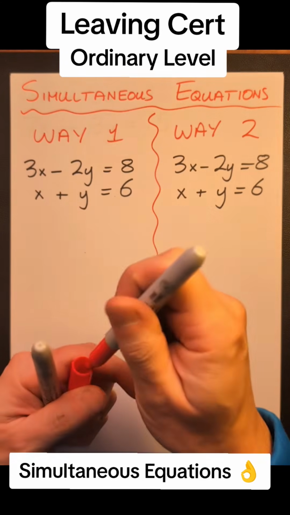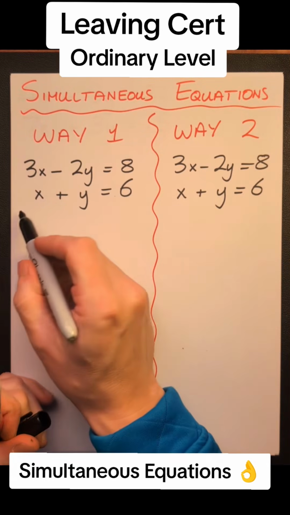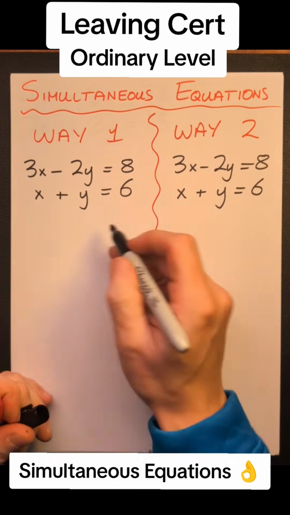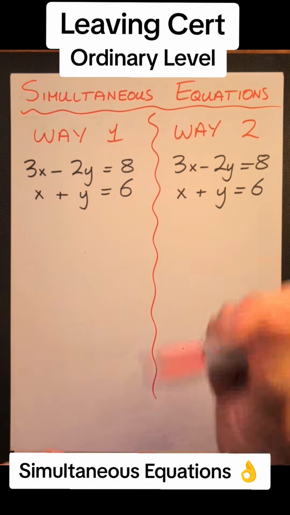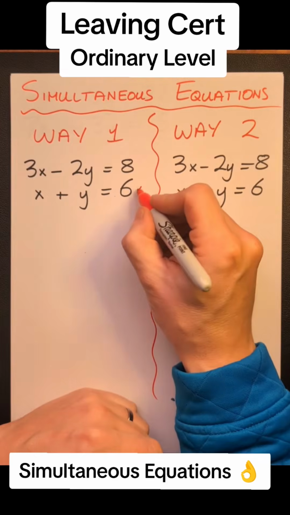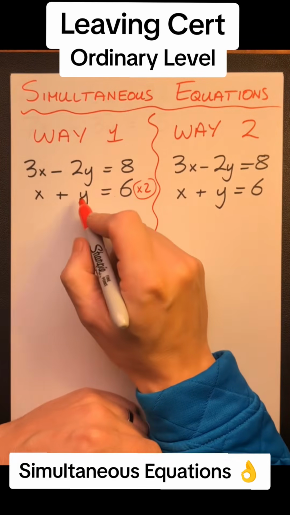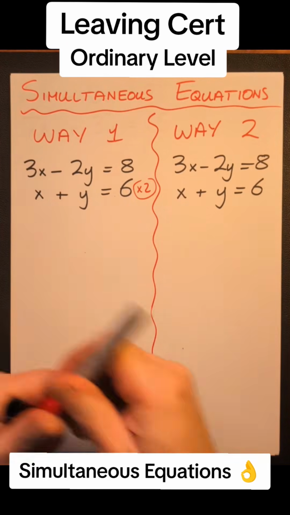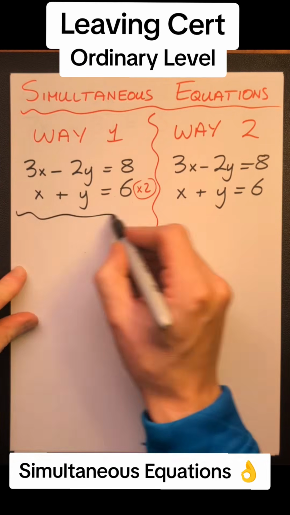So essentially the first way that you're probably used to doing is drawing a line underneath them and matching up to the variables. So that's what we'll do here. So maybe you might see that if we double the bottom line, we're going to get a 2x and a 2y and a 12. And what will happen if we do that? So let's write them out again.